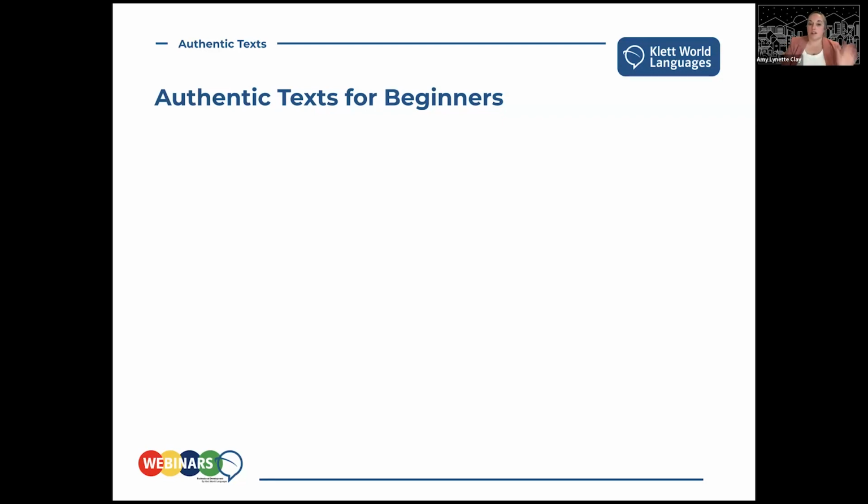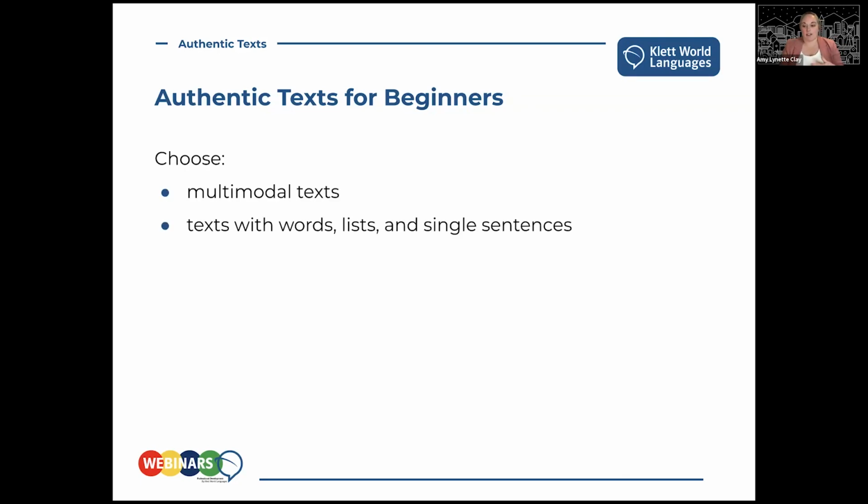All right, so let's say we want to use authentic text for beginners. We've had a few good examples of texts that follow some of these recommendations. So use texts that are multimodal, convey information in multiple ways. Use texts that have words, lists, single sentences. In the texts that we've seen, very few of them had more than a sentence strung together, because our beginners are novice and they can't engage with long chunks of text yet. And so we want to pick texts that naturally do that.